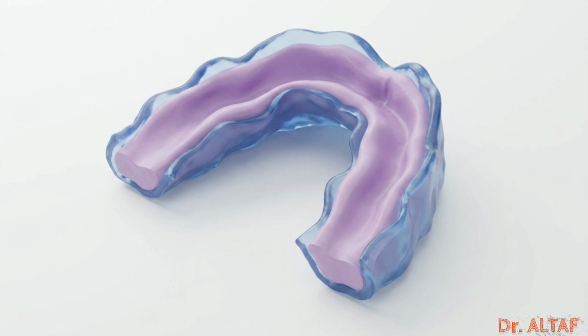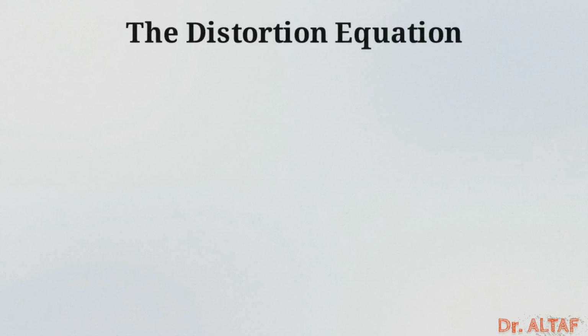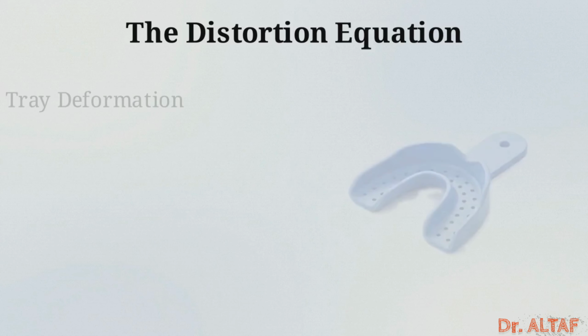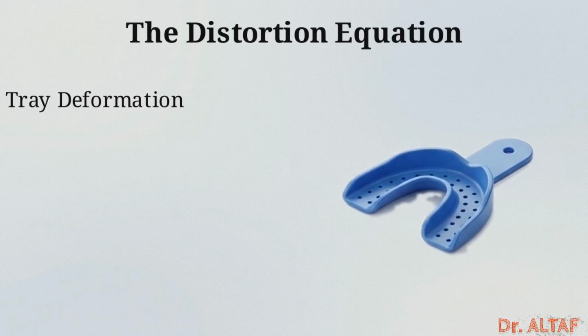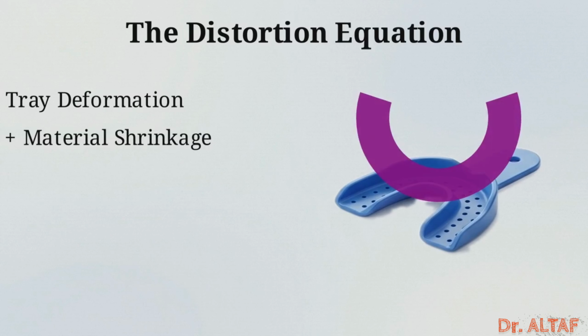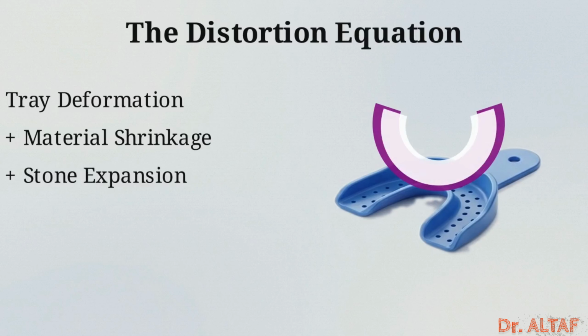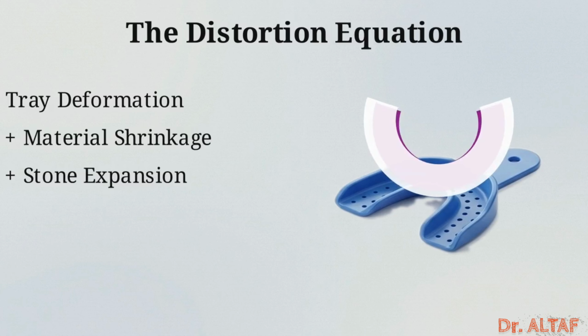Traditional elastomeric impressions using materials like PVS or polyether attempted to create a physical negative replica of the mouth. But the physical materials introduce physical errors. This is the distortion equation. Physical impressions suffer cumulative inaccuracies. Trays bend under pressure, materials shrink, and dental stone expands when poured.